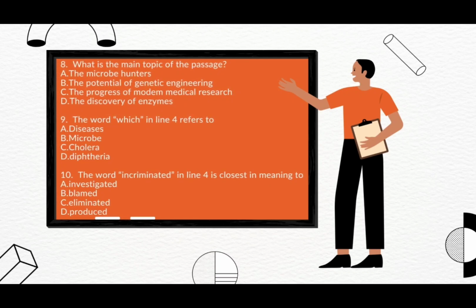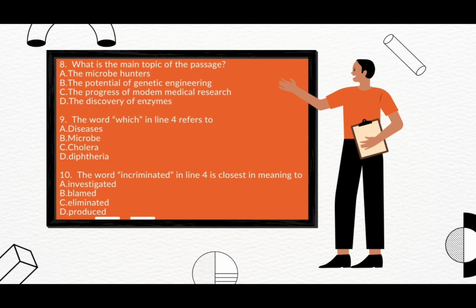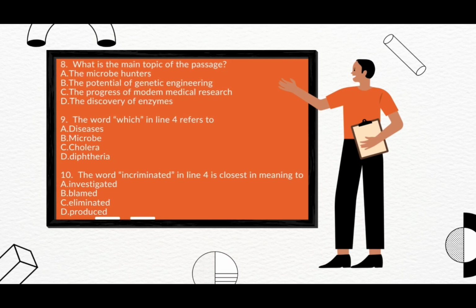9. The word which in line 4 refers to A. Diseases. B. Microbe. C. Cholera. D. Diphtheria. 10. The word incriminated in line 4 is closest in meaning to A. Investigated. B. Blamed. C. Eliminated. D. Produced.